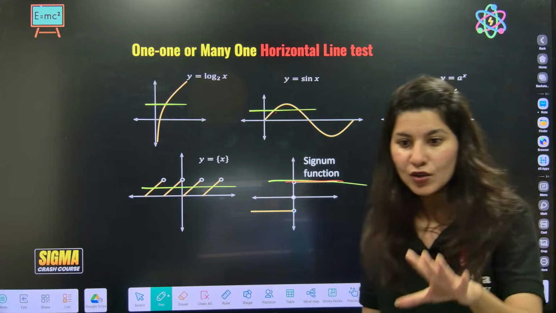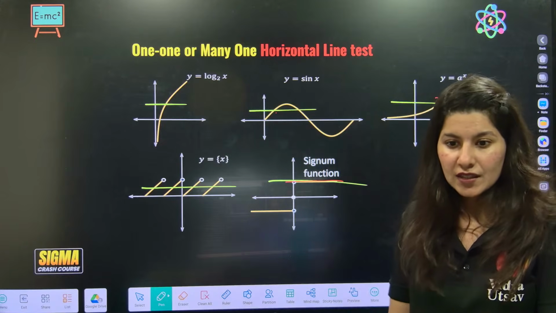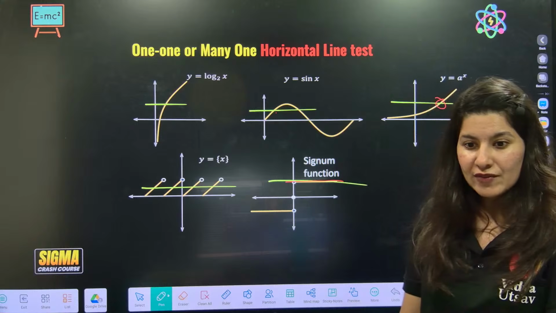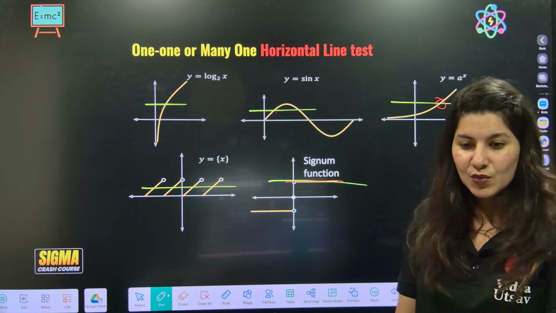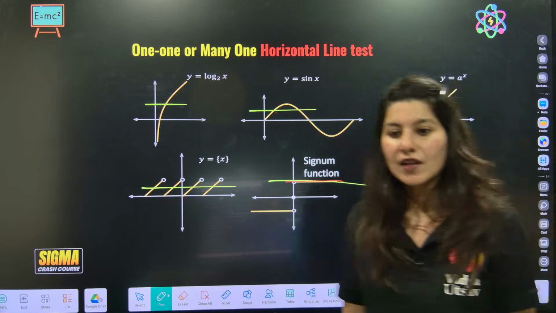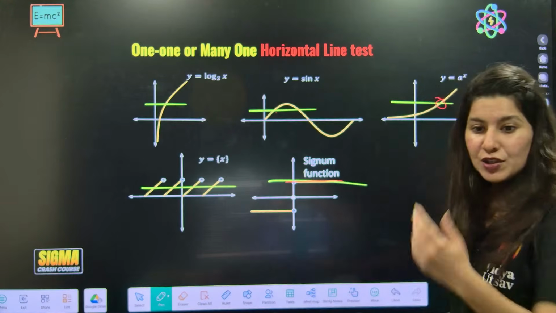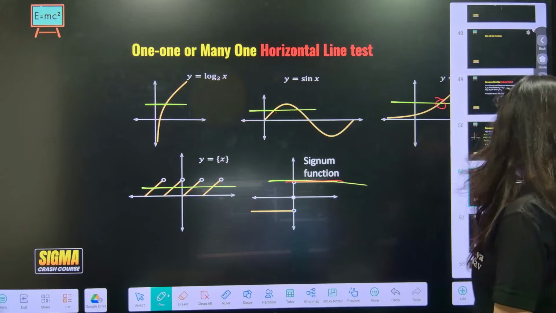Yes. Hold on Rohit, we'll do it. If we have to check into and onto, we have to compare codomain and range. Yes Pranav, you are right. What you're saying Rohit is the part of into and onto.